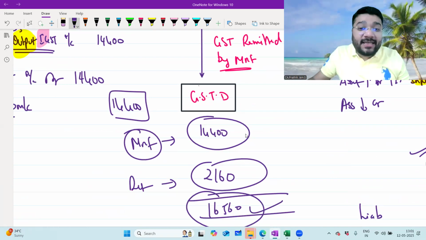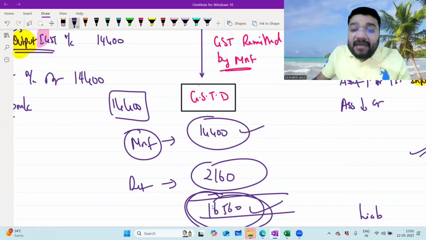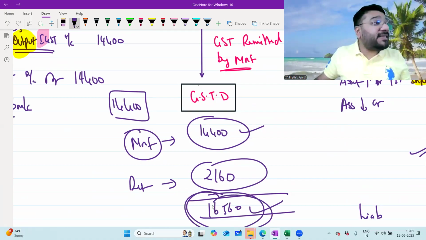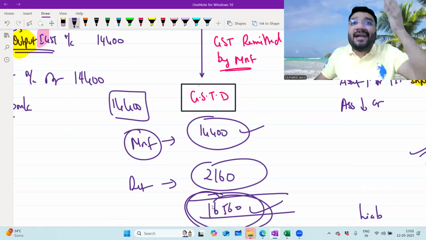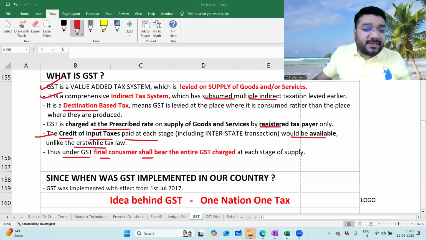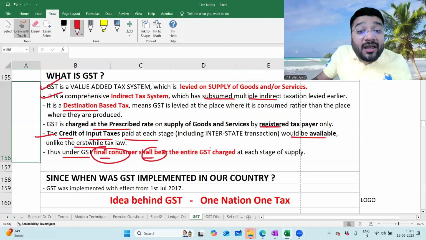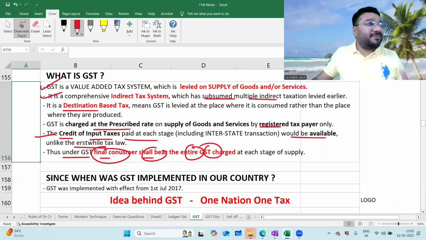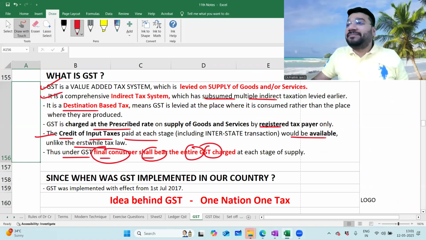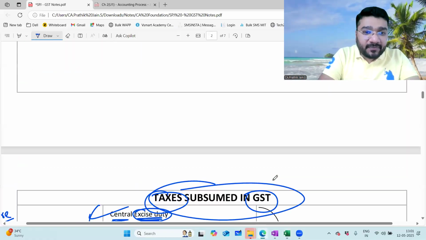Out of the 16,560, he paid temporarily. But later he recovered from you. So ultimately, the money which government earned from you, 16,560, who paid that entire money? The end customer. That's why we say that the end customer is the sufferer of the GST. Under GST, the final consumer shall bear the entire GST charged at each stage of supply. Any problem? Now, one last part, then we'll wind up.